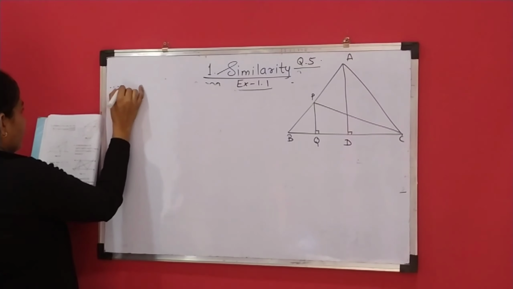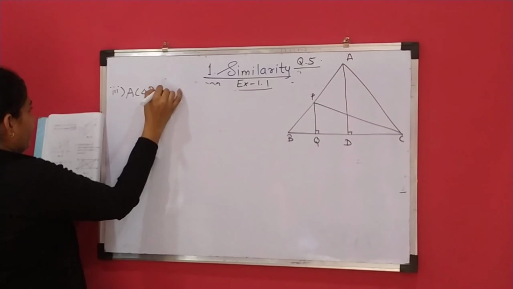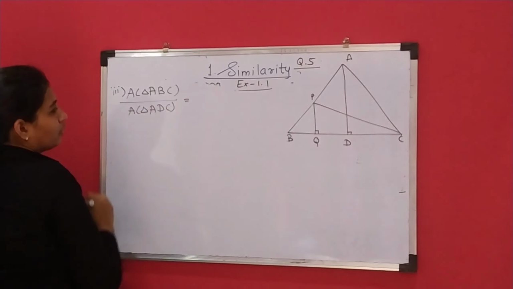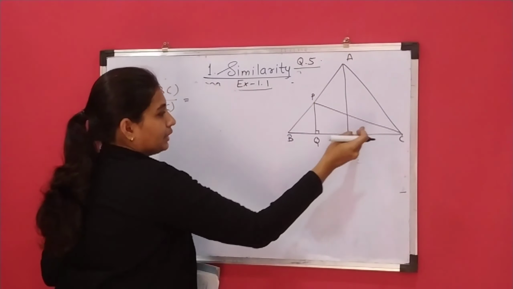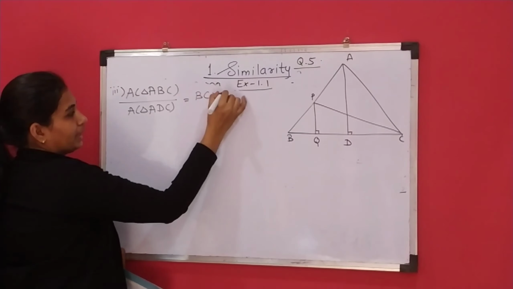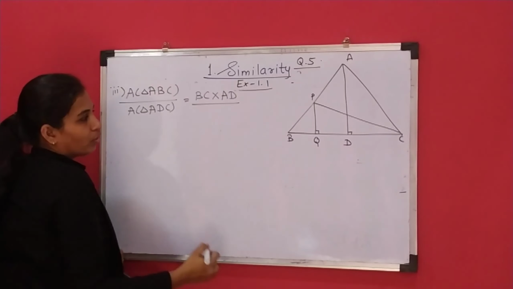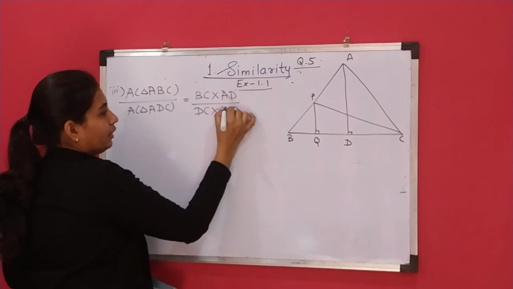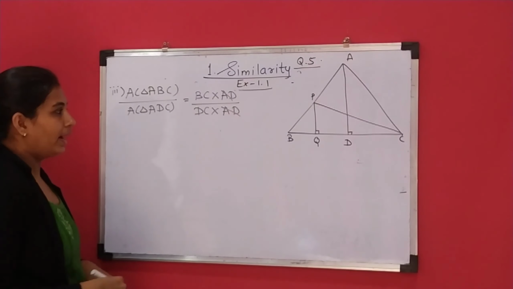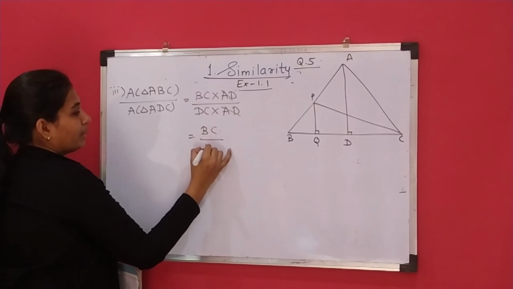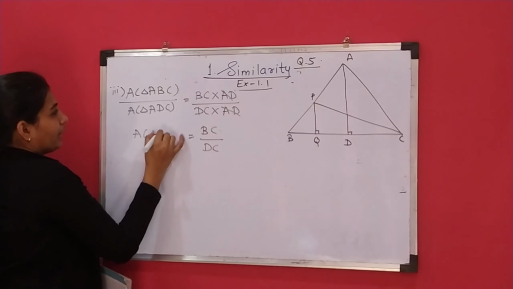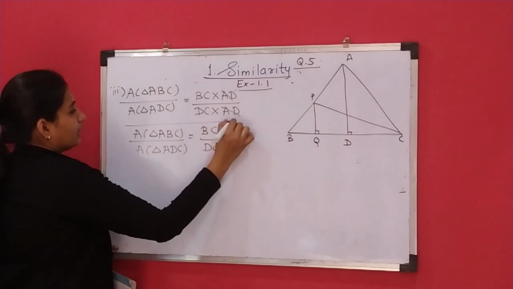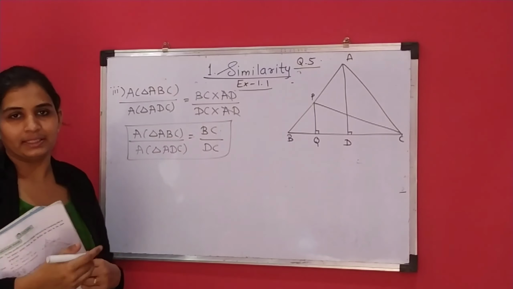The third one is the area of triangle ABC upon the area of triangle ADC. For triangle ABC, again the base is BC, the height is AD. For triangle ADC, the base is BC, the height is AD. AD will get cancelled and BC upon DC will remain. We can write the area of triangle ABC upon the area of triangle ADC is equal to BC upon DC.